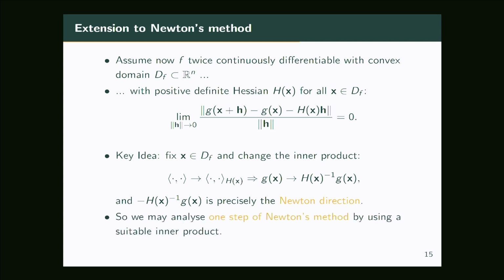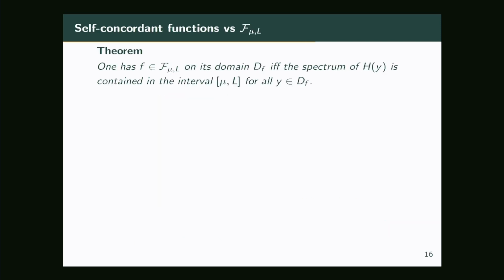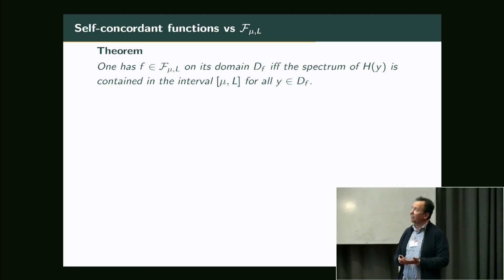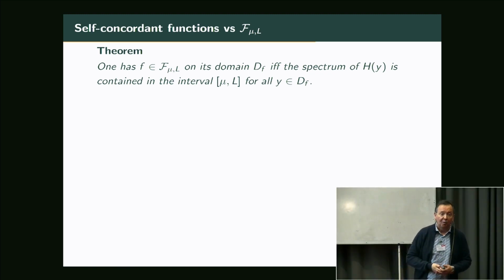And so we can analyze one step of Newton's method by using a suitable inner product. Why only one step? Because the Hessian will change with x, so we're just fixing x. If we just look at what happens at the fixed x, we can analyze a step of Newton's method. So basically, the interesting question to answer still is, what happens to our function class f mu L? What happens to our class of hyperconvex functions if we play this game with the inner products, and what are these values of mu and L?